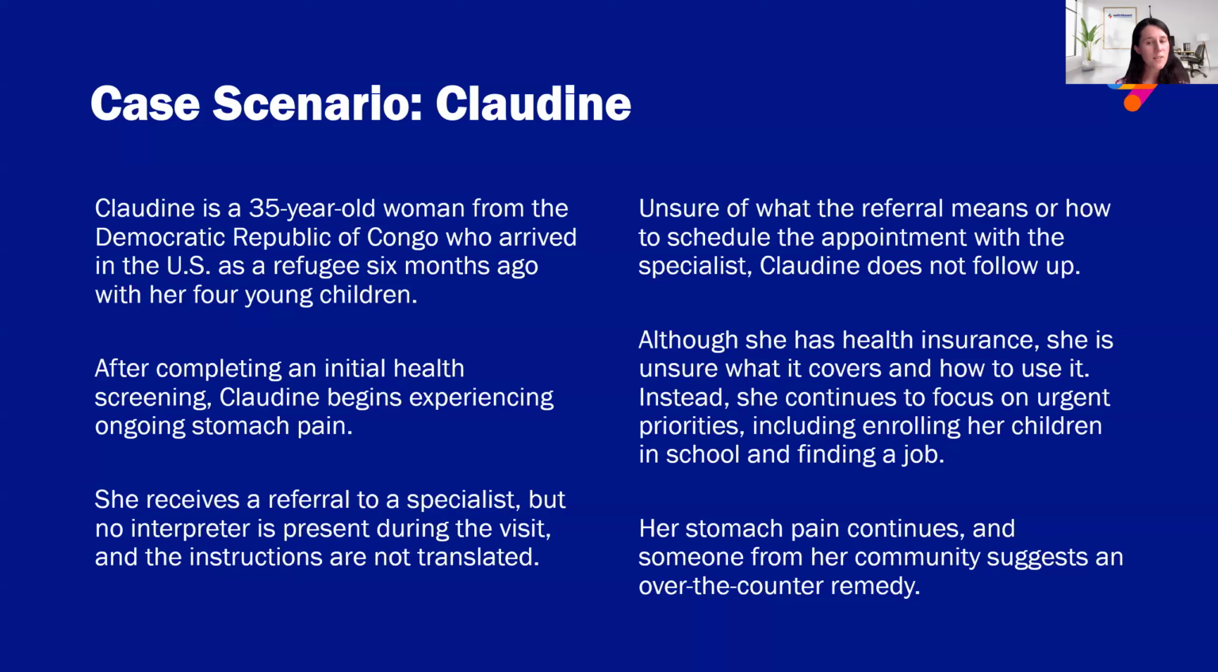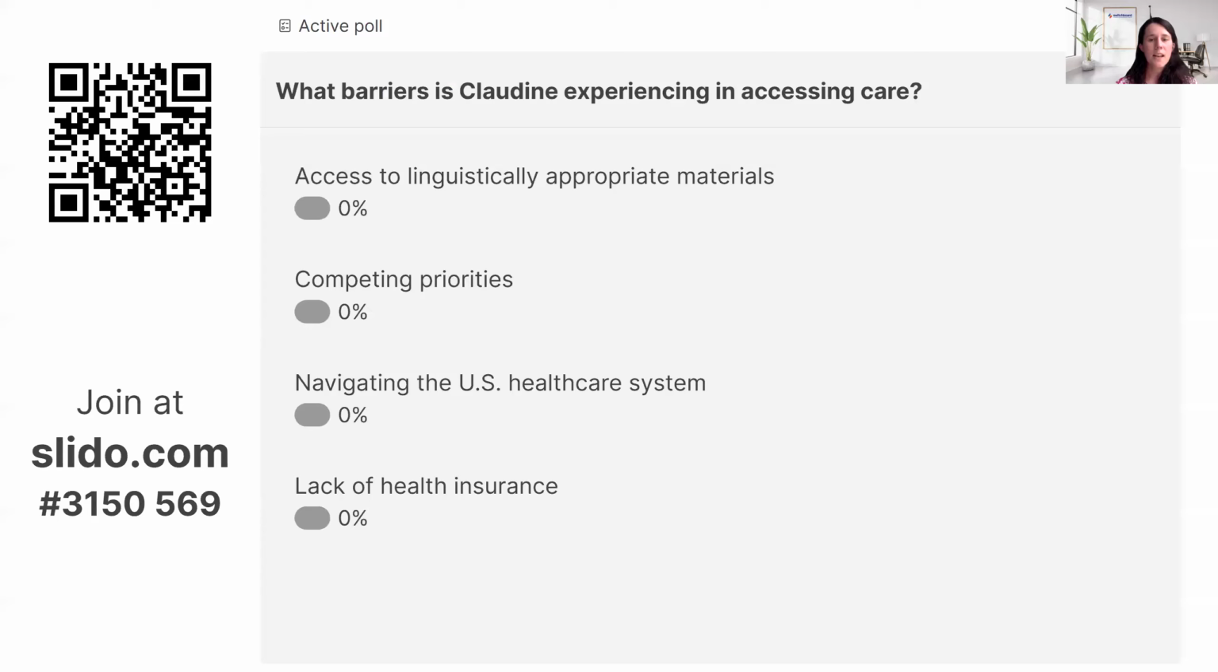And so instead, she continues to focus on her more urgent priorities, which include enrolling her children in school and finding a job. However, her stomach pain continues, and someone from her community suggests an over-the-counter remedy. So we're going to go back to the Slido. Can you please let us know, by voting on these choices, what are some of the barriers that Claudine is experiencing in accessing healthcare in this scenario?